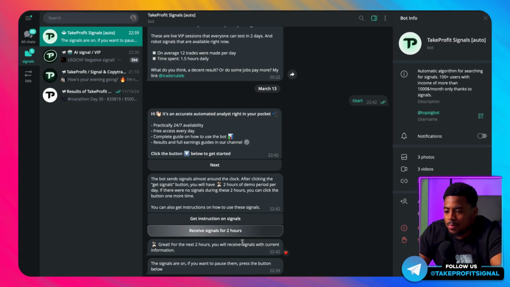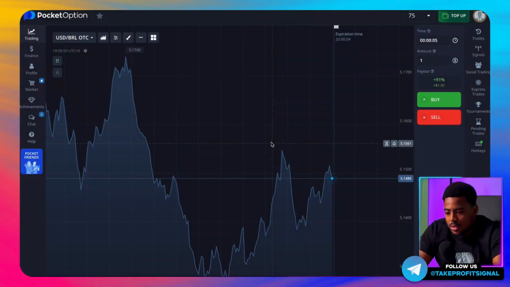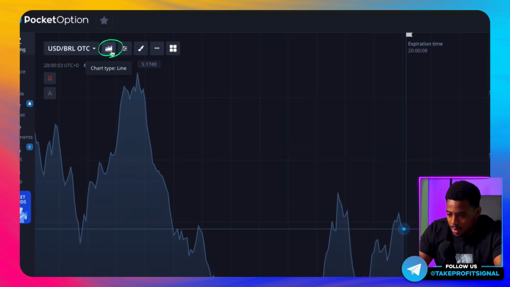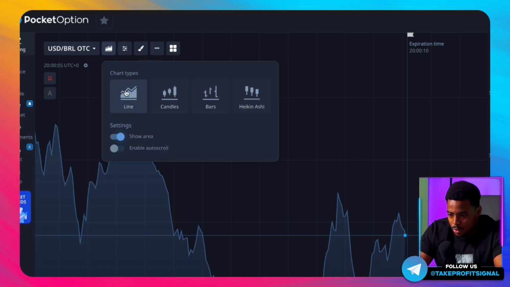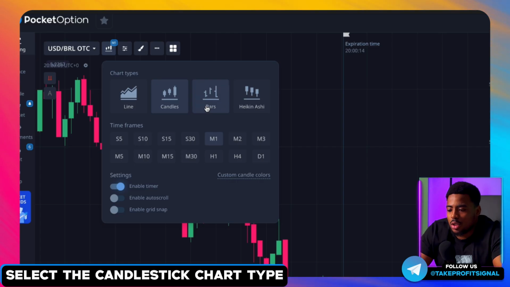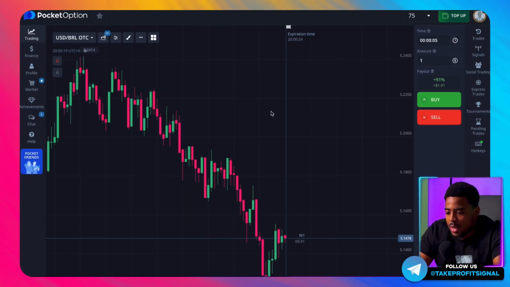The second way to make money is to trade independently, and I will explain the simplest strategy, which has always brought me very good results. To do this, we are going to need to customize our chart a little bit. We go to the upper left corner. Here we click on the chart type and select the candlestick chart type. This is where we make sure to turn on the timer.